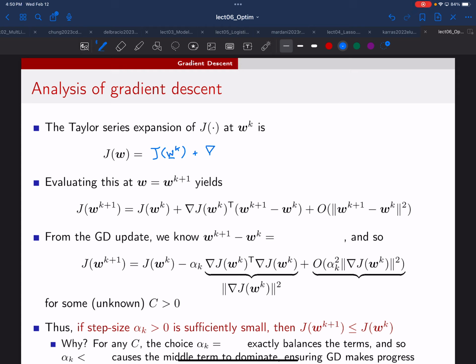Then we have the gradient, also evaluated at W_k, transpose times W minus the reference, plus the big O term, which gives us an upper bound on all those other terms in the Taylor series.